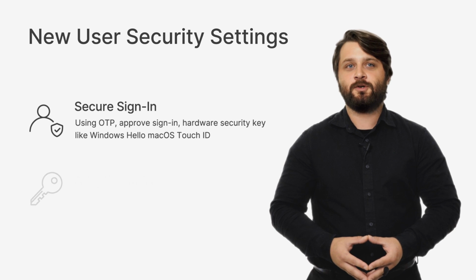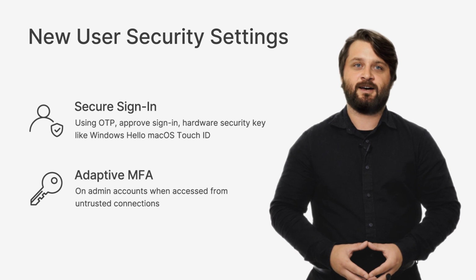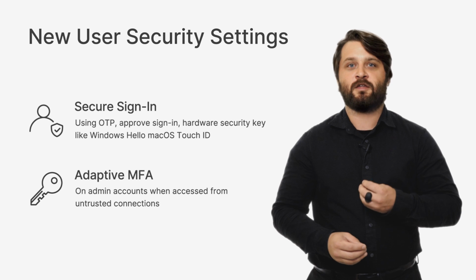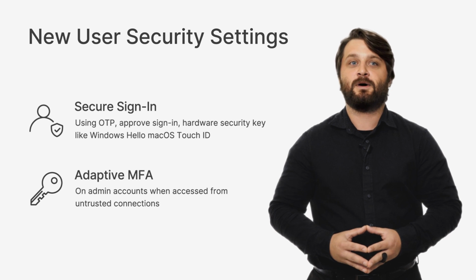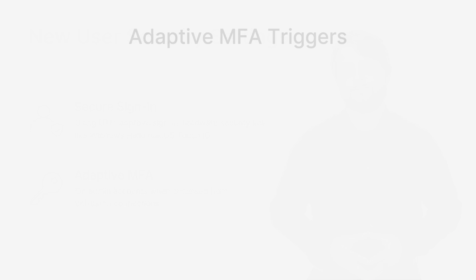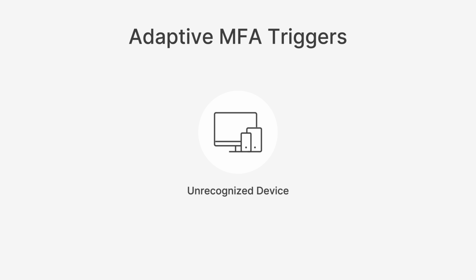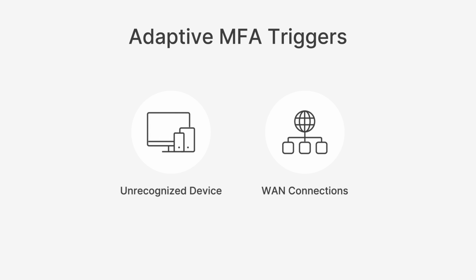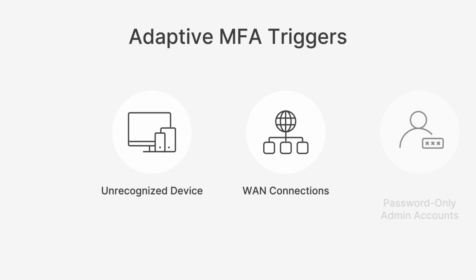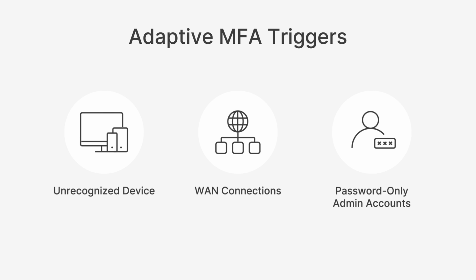With DSM 7.2, you also have adaptive MFA, which allows admin accounts to go through another authentication step when accessed from untrusted connections. So some of the adaptive MFA triggers for your admin accounts are if you're connecting through an unrecognized device, if you're connecting through a strange WAN connection, or again, if you have it as a password-only admin account. If you already have 2FA enabled, you would actually log in through that workflow.